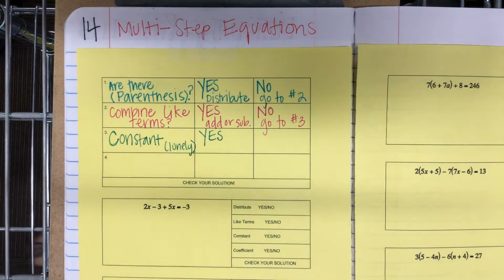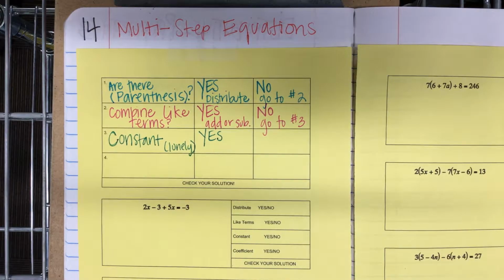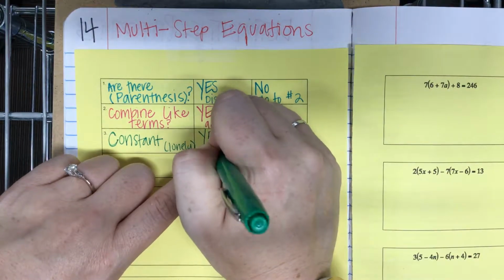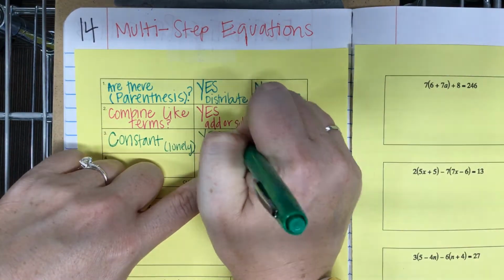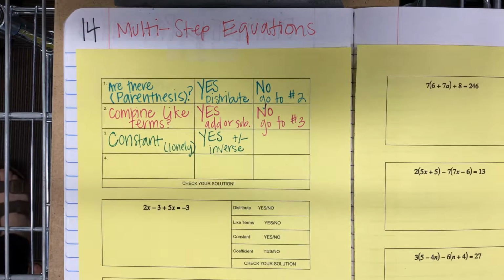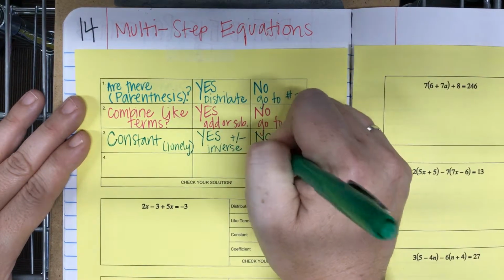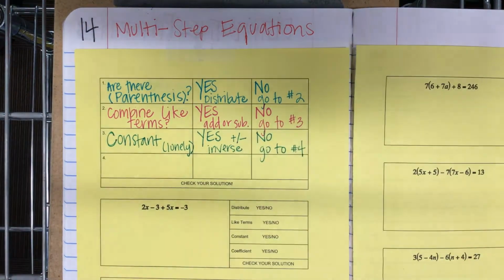How do you get rid of a constant? You don't make it lonely. You have to combine it, right, with something, but it's on the other side. So how do you get rid of that constant? You have to move it, right? The opposite. You do the inverse, which is either add or subtract, right? If the answer is no, go to number 4.